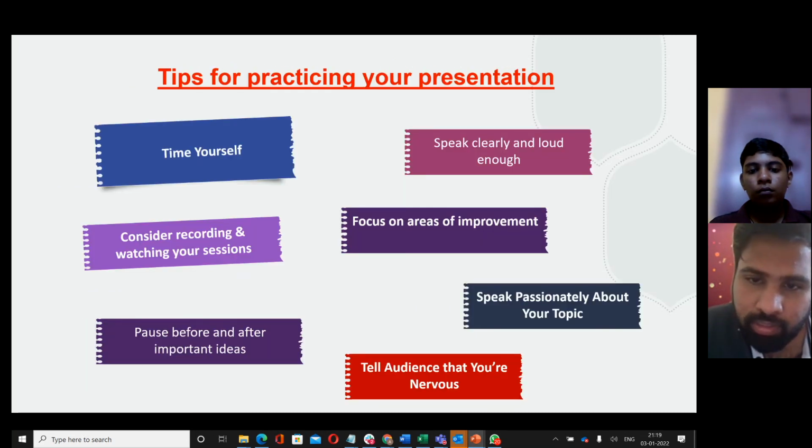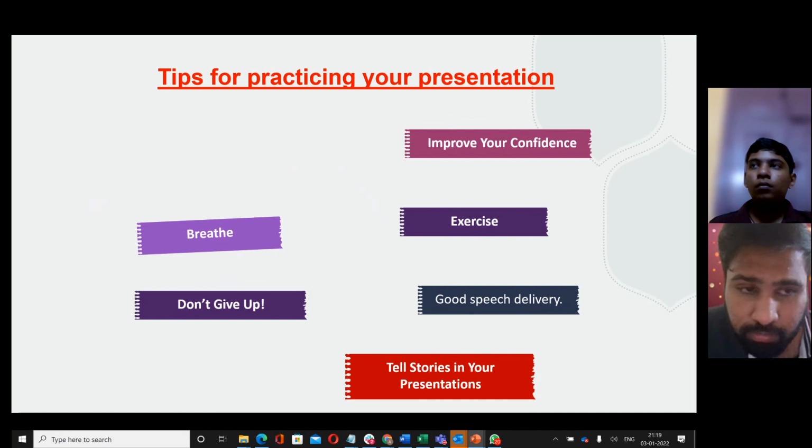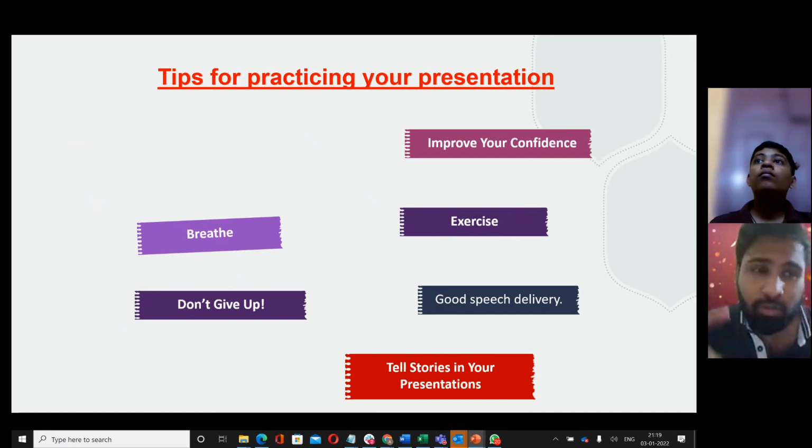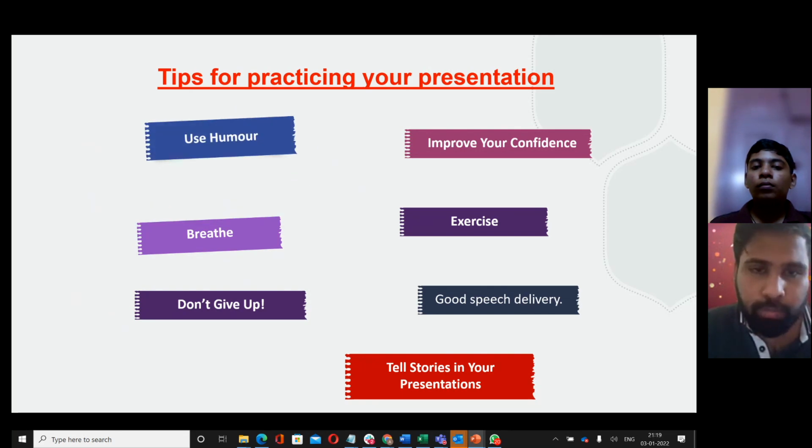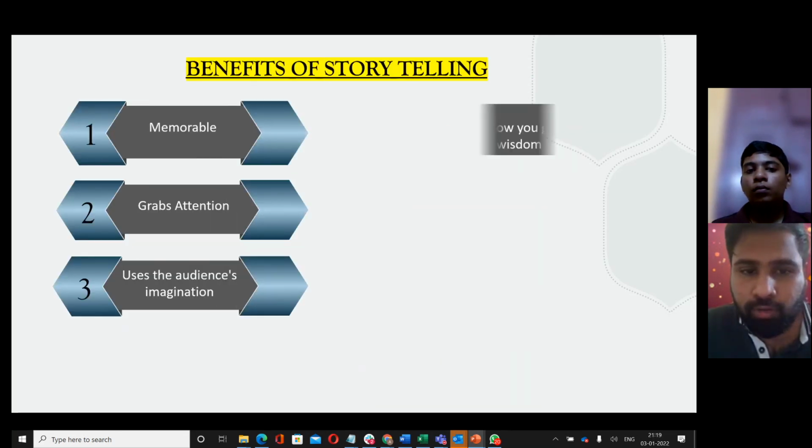And then the tips for this are areas of improvement, focus on them, and then speak or stress on topics or words that are really important, like, "Hi, my name is Anish from Kamalavati High School, and I would like to talk about...", for example. So the tips of practicing and then the benefits of storytelling.